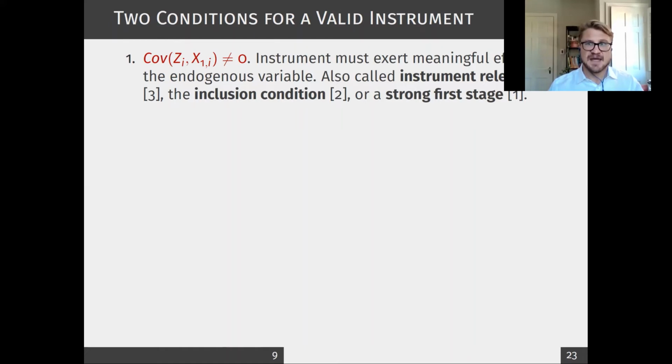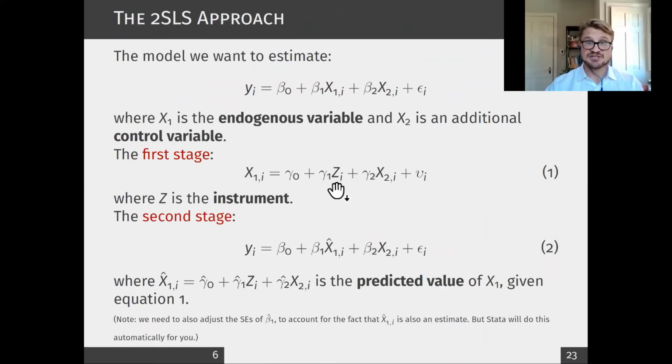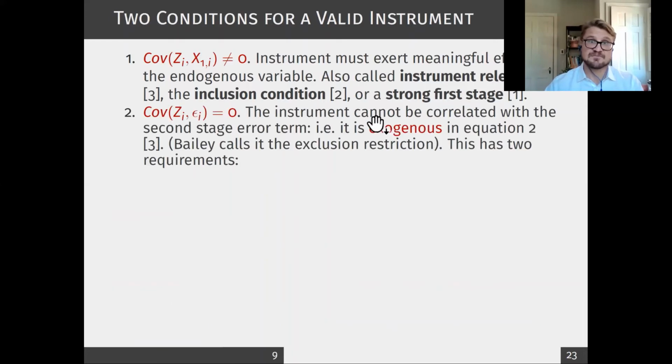And then the second one, and this is the one that is impossible to measure, unfortunately, and impossible to test for, is that we need the instrument itself to be exogenous. And so technically, it's that the covariance between Z and the error term in our main estimating equation, the one that we use when using this predicted value, that the correlation between the instrument and this error term is zero. And so this is really just requiring that it's exogenous in the sense of the relationship we want to estimate.